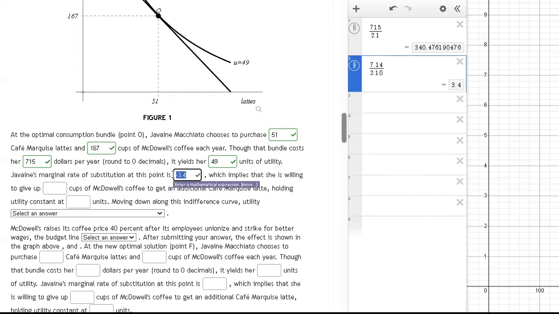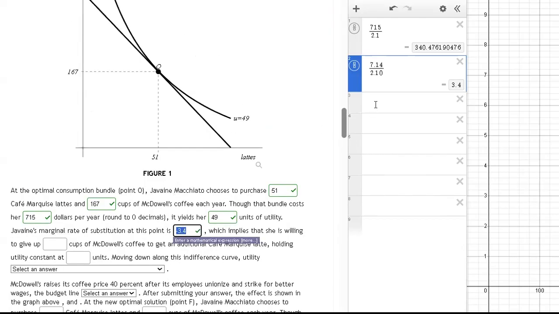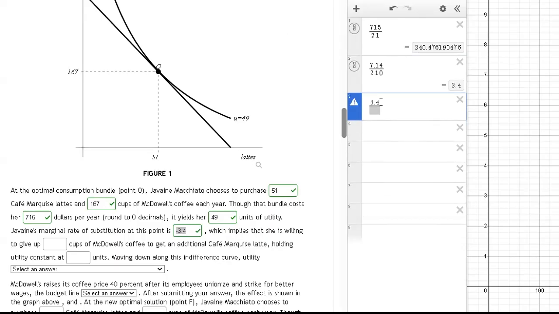Now, this negative 3.4 means what? I'm going to come over here to Desmos. I'm going to type a negative 3.4 divided by a plus 1. And I get negative 3.4.